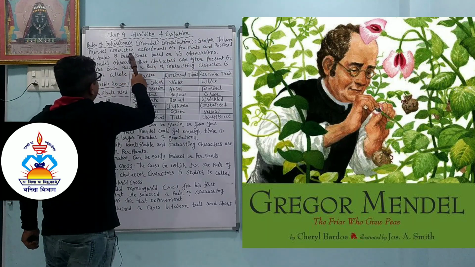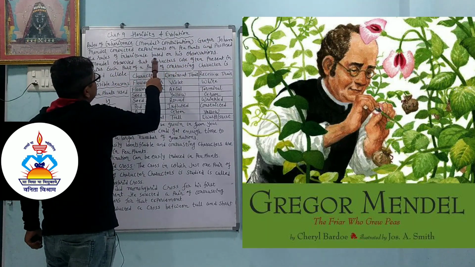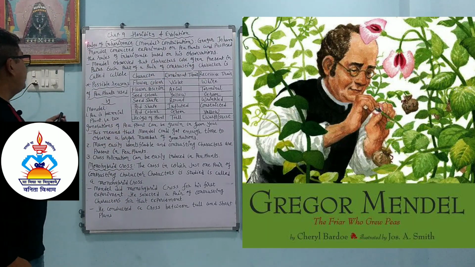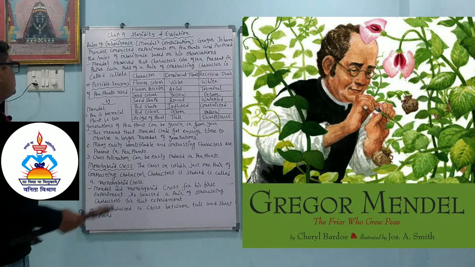Gregor John Mendel conducted experiments on pea plants and proposed the rules of inheritance based on his observations. So Gregor John Mendel conducted experiments on which plant? Pea plant. And he proposed the rules on what? Inheritance, based on his observations.